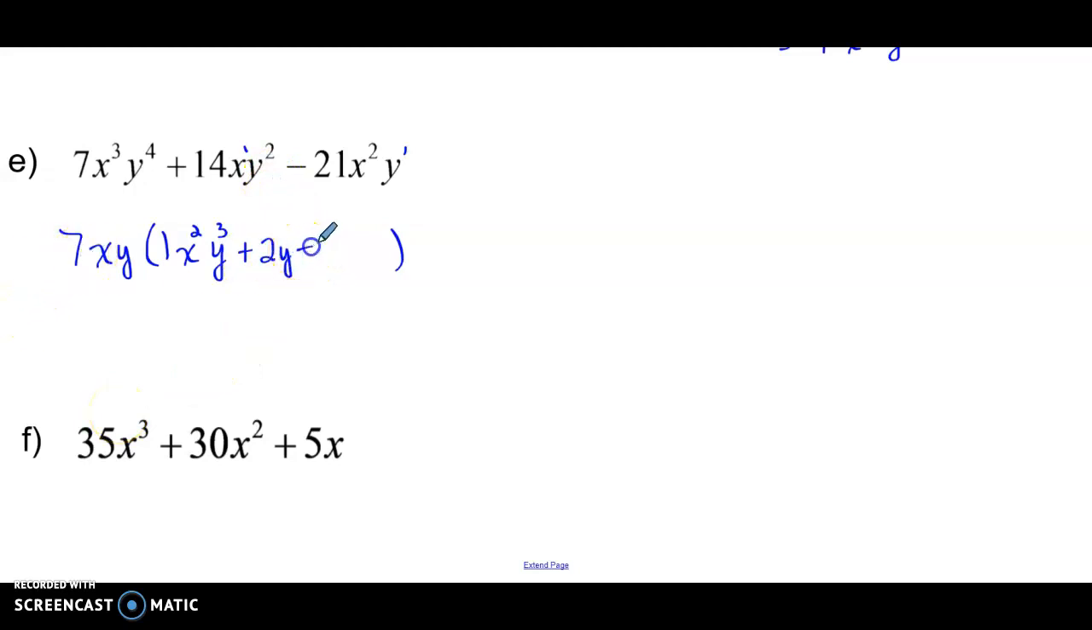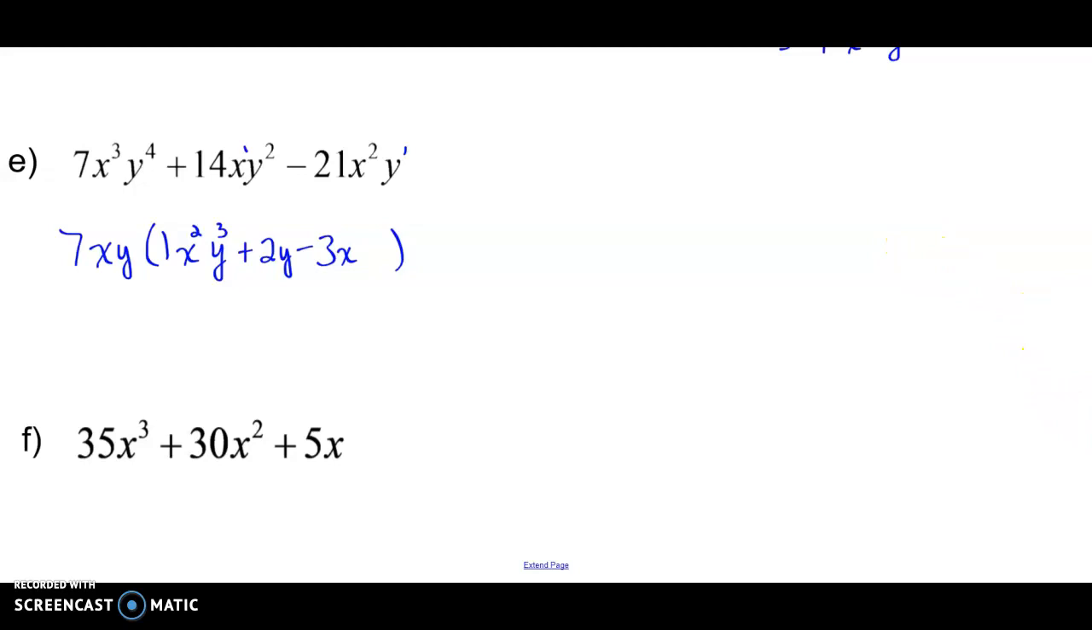7 multiplied by negative 3 would give me negative 21. X to become x squared needs one more x. Y, I don't need anything. It'll already be y to the 1. When I multiply these two out, I would get negative 21, x squared, and y. Final answer.